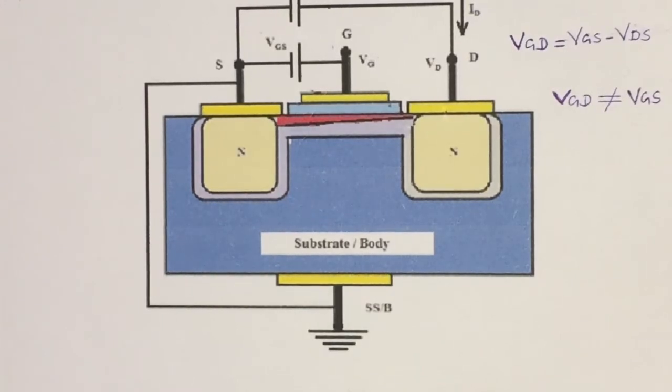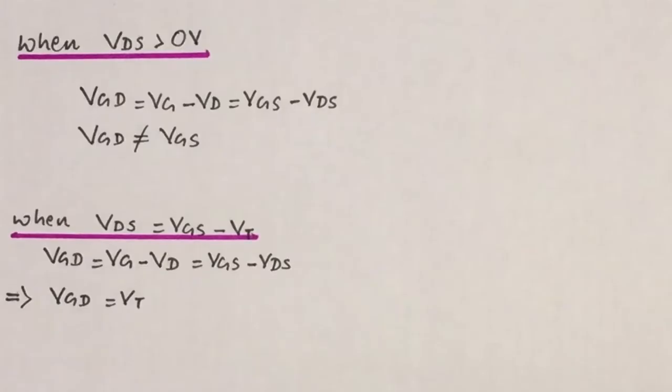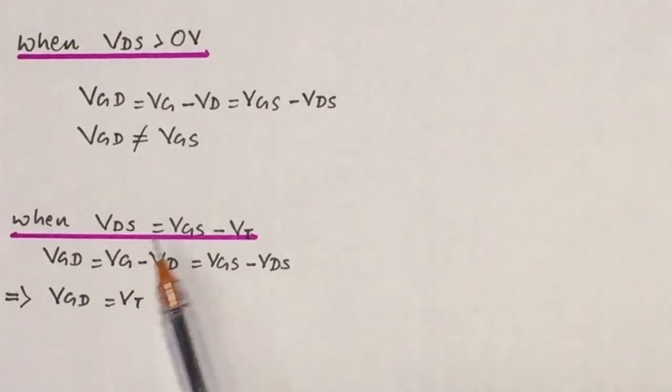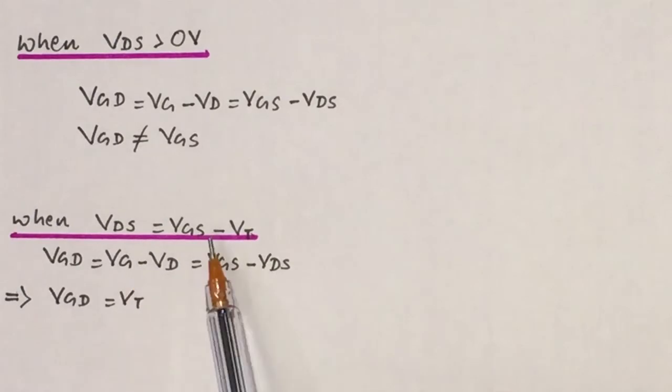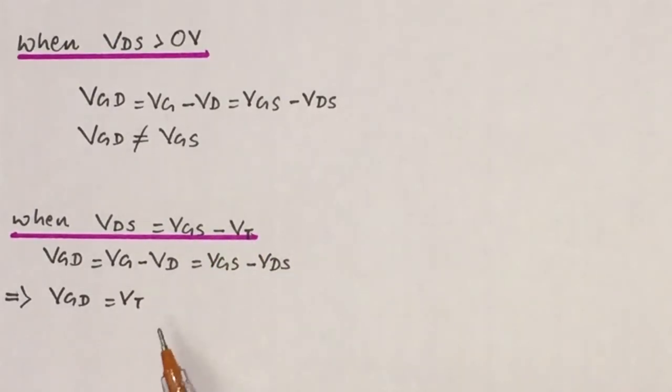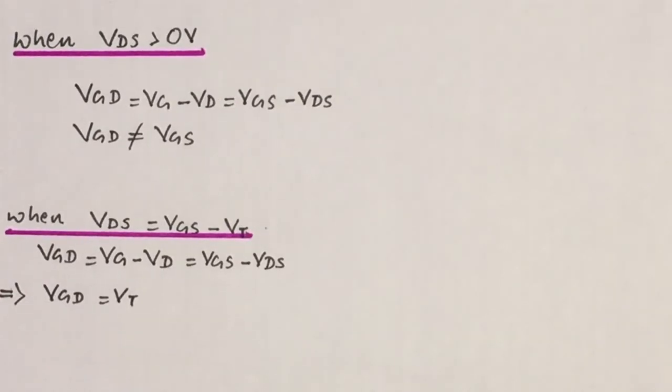Now the third case. When we continuously increase VDS, a situation arises when the channel near the drain becomes extremely narrow. On continuously increasing VDS such that VDS equals VGS minus VT, on putting this value in our Kirchhoff's equation, we find that VGD becomes equal to VT. This condition is known as the pinch-off condition. In this situation, the width of the channel near the drain becomes 0, but practically it is not possible. The voltage VDS corresponding to this situation is known as the pinch-off voltage and it is denoted by VDS saturated.